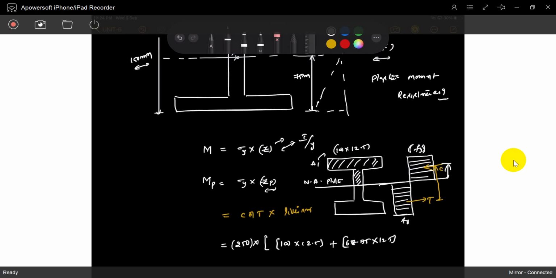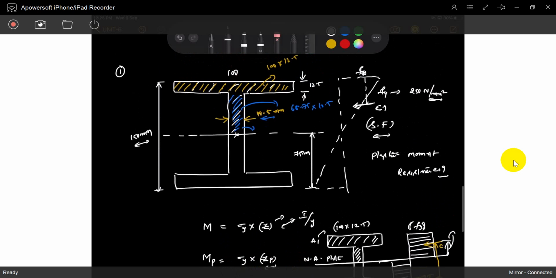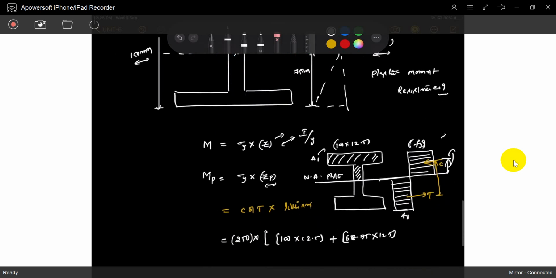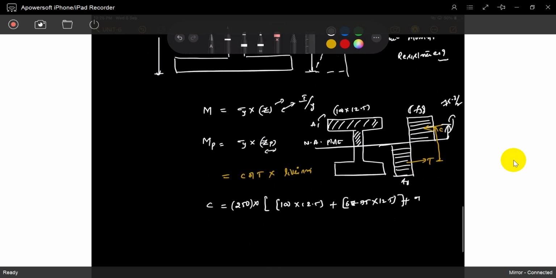Exactly half and half. So what is that value? Total is 75, so 75 by 2, divided by 2. Here we want to find out the compressive force. So that is the compressive force. The tensile force is also the same.